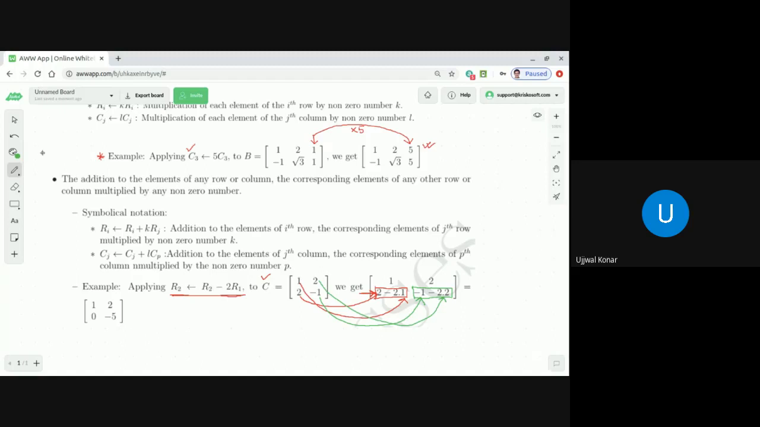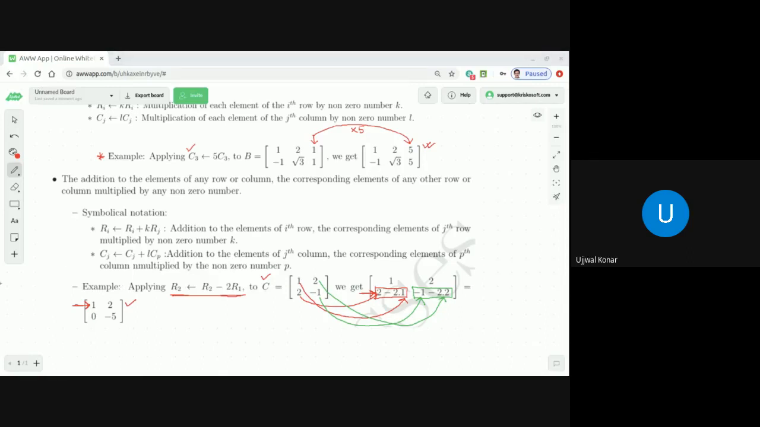So after this operation, what do we get? The first row remains the same, 1, 2. And the second row is 2 minus 2 into 1, that is 2 minus 2 is 0. And -1 minus 2 into 2 is -5. So what we get is 0, -5. Now, this is the transformed matrix after the third elementary operation. So this is all about the elementary operations.